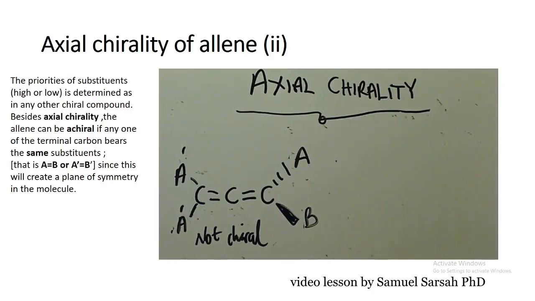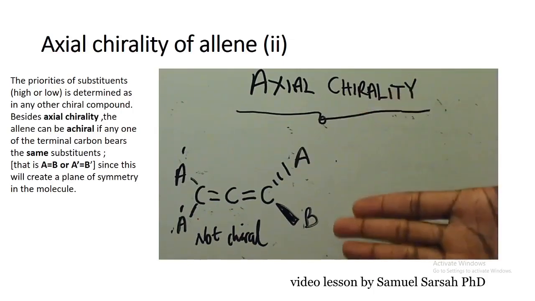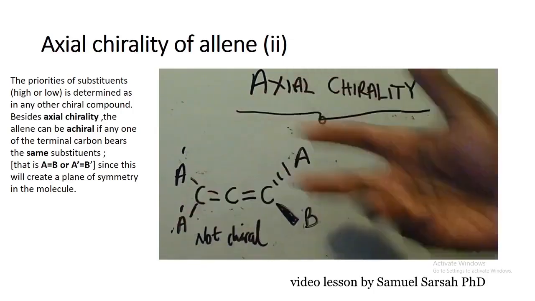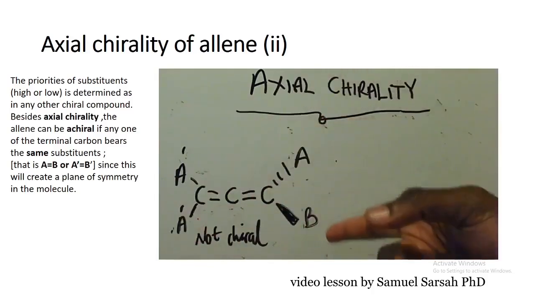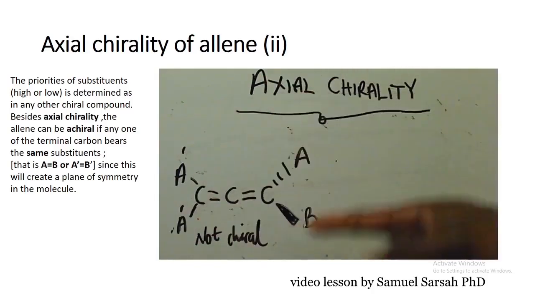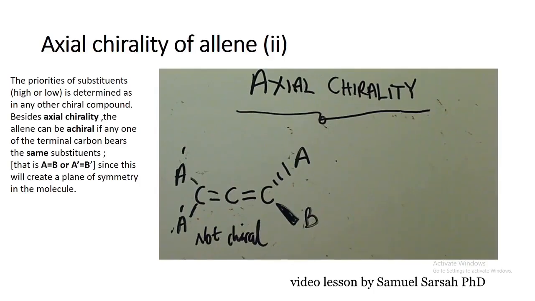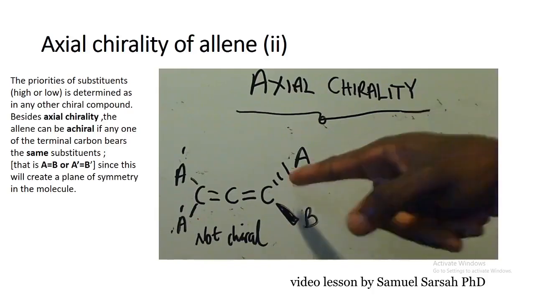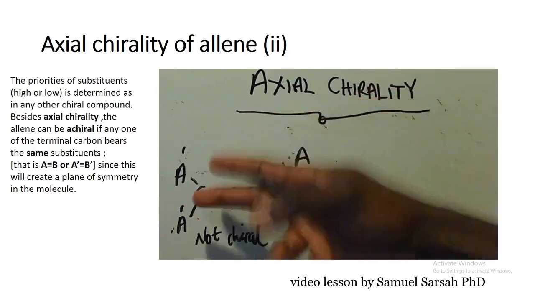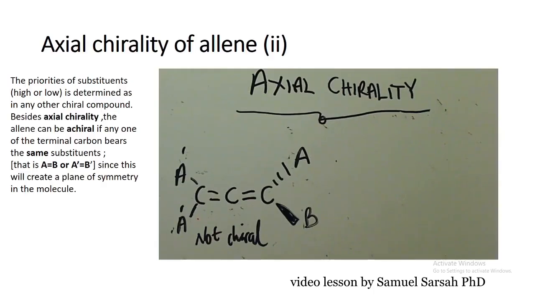So this is the situation for allene, and one is chiral and one is not chiral. For this to be chiral, you should have two different groups on each carbon, or we can have three different groups, or other groups can be completely different. Then we have a chiral allene. Otherwise, if one carbon carries the same group, then the molecule will not be chiral.